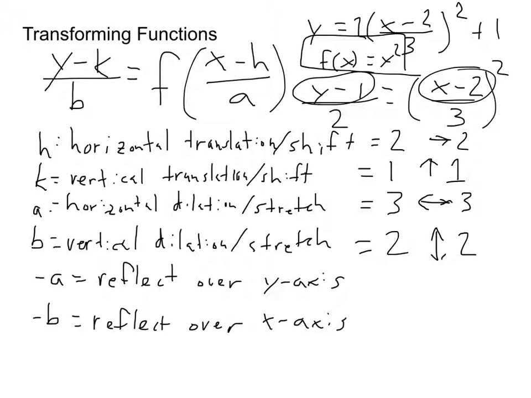Now, if a or b are between 0 and 1, meaning if we got 1/2 for a, instead of stretching, that will shrink it. So anytime a or b is between 0 and 1, that's where we get the shrink part. If it's greater than 1, it stretches. If it's between 0 and 1, it will shrink it.